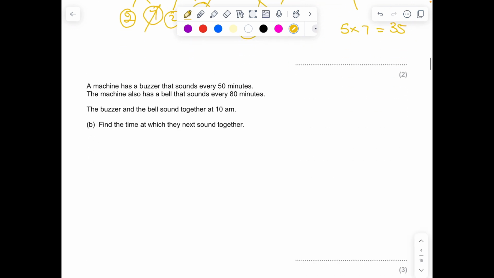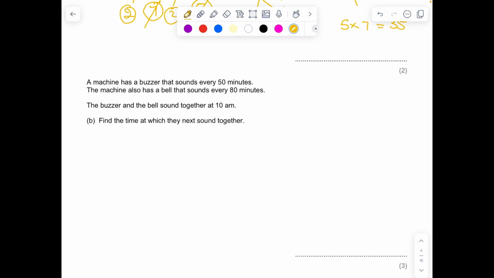Okay, this one here, part B, again, it's part of this kind of question where we have to find the lowest common multiple. So that's what it wants you to do. It wants you to find the lowest common multiple. So let's do that.